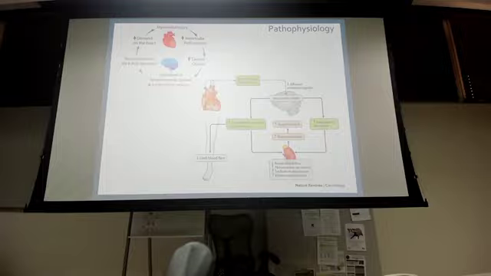This is just for our visual learners. Same thing I discussed with a bunch of words on the last 3 or 4 slides, just in one picture. That's your neurohormonal activation in heart failure progression, basically your RAS system and your sympathetic nervous system.